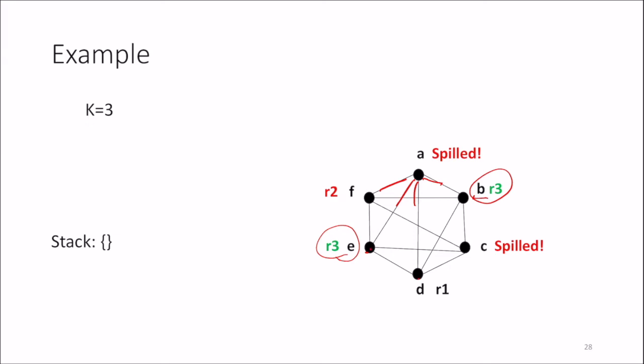R2, R1, R3 are already taken up, right? That's fine because E and B don't share an edge, but we cannot reuse any of these colors. F is assigned R2, D is assigned R1. So R1 and R2 are out, and R3 is out. So for k equals 3, it's impossible to do. So A ends up being spilled to main memory as well.